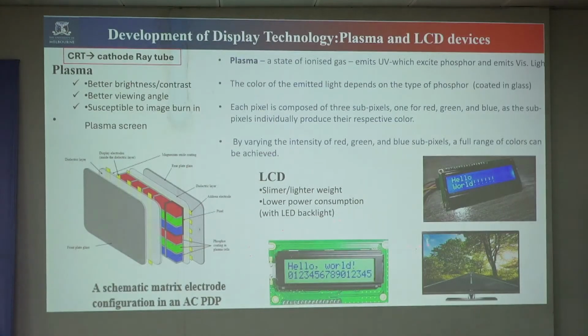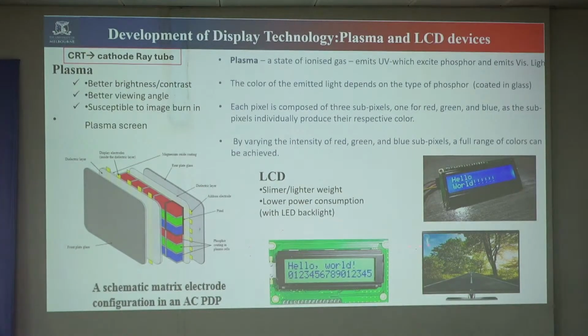So that's a CRT tube. Basically, it's based on an electron gun. When it strikes the phosphor screen, we get an image. This is a very old technology. After that, the plasma screen.